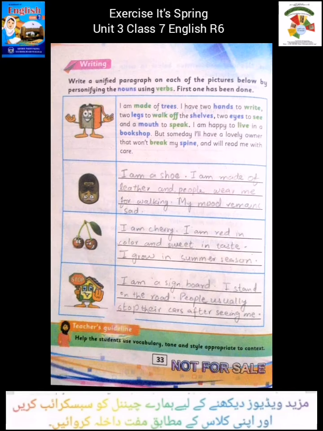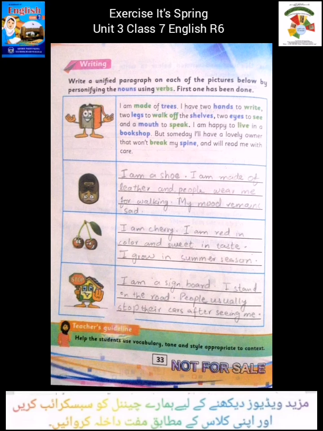So now it's a writing portion. Write a unified paragraph on each of the pictures below by personifying the nouns and using verbs. The first one has been done. In this first example we have to personify the noun. We have to give qualities to those nouns by using verbs. For example, in the first picture we can see a book. Here it is written that I am made of trees.